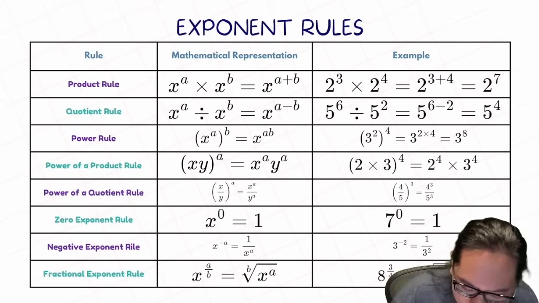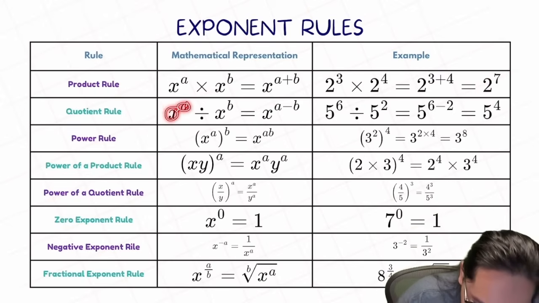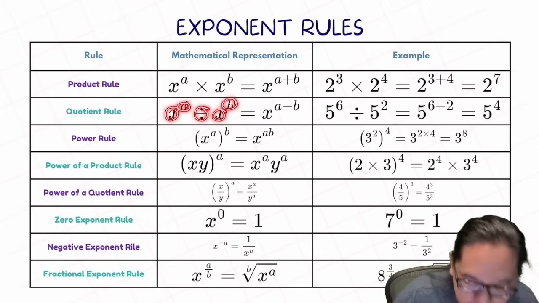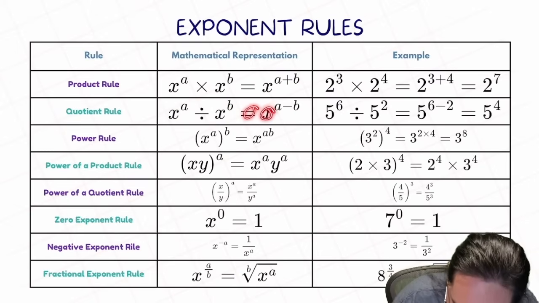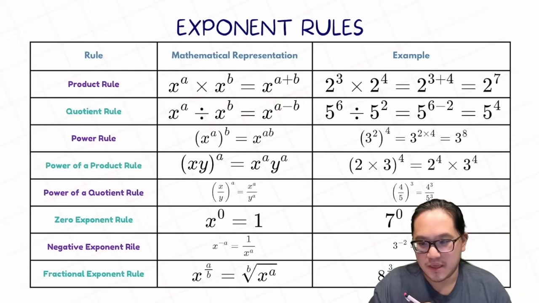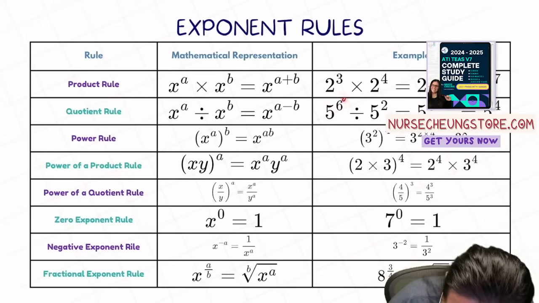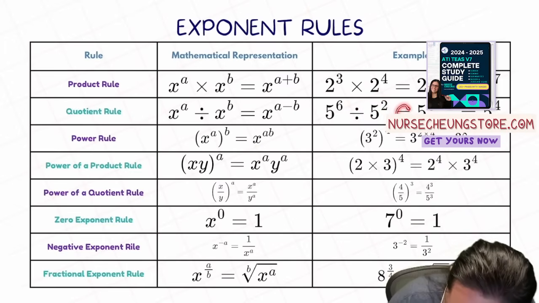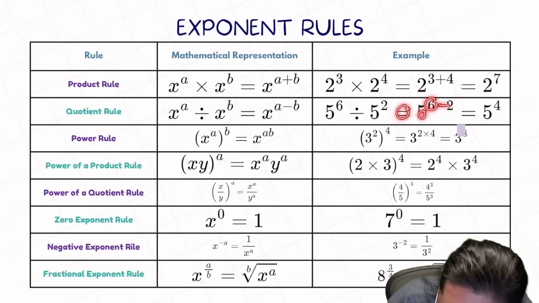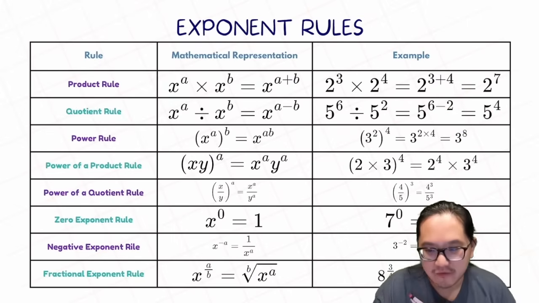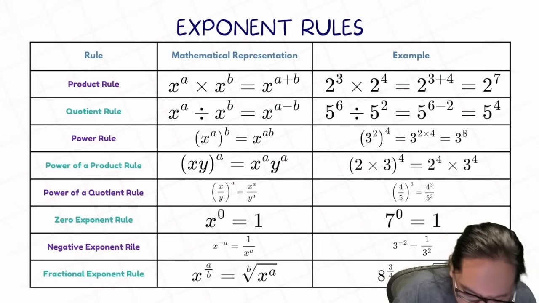So the next rule, we have the division rule. x to the power a divided by x to the power b is just equal to x to the power of a minus b. It's just the reverse of the product rule. So, in this example, we have 5 to the power of 6 divided by 5 to the power of 2. We get 5 to the power of 6 minus 2, equal to 5 to the power of 4.